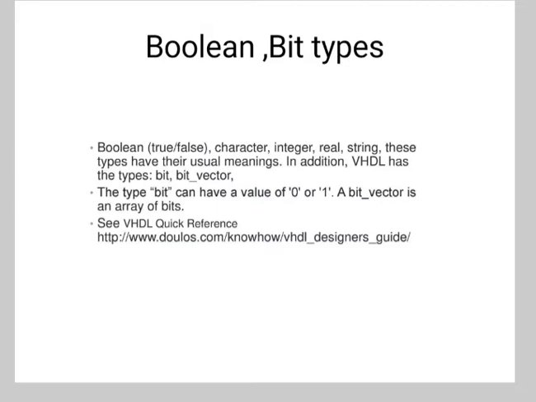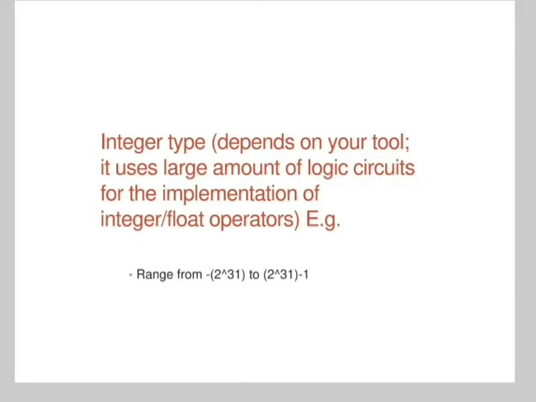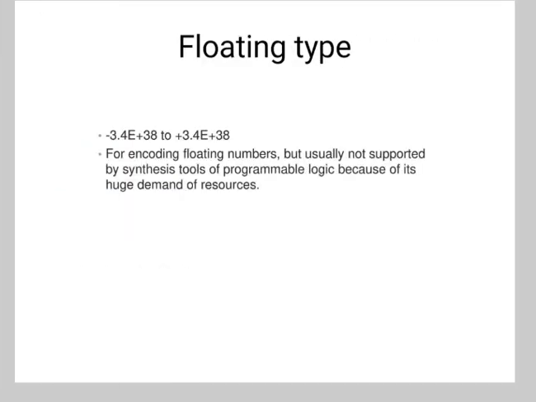In addition, VHDL has the type bit and bit vector. The type bit can have a value of 0 or 1. A bit vector is an array of bits. The integer type depends on the tool, which uses a large amount of logic circuit for the implementation of integer operators. The range is from minus 2 raised to 31 to 2 raised to 31 minus 1.